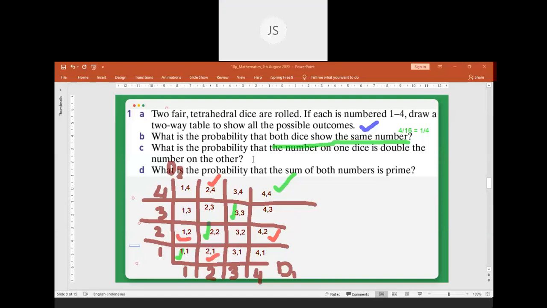Okay. Is there anyone who is confused, or maybe my explanation is still confusing? No. Okay, no one asked me anything. So I will move to question D. What is the probability that the sum of both numbers is prime? So you have to check which ones will have a prime number.